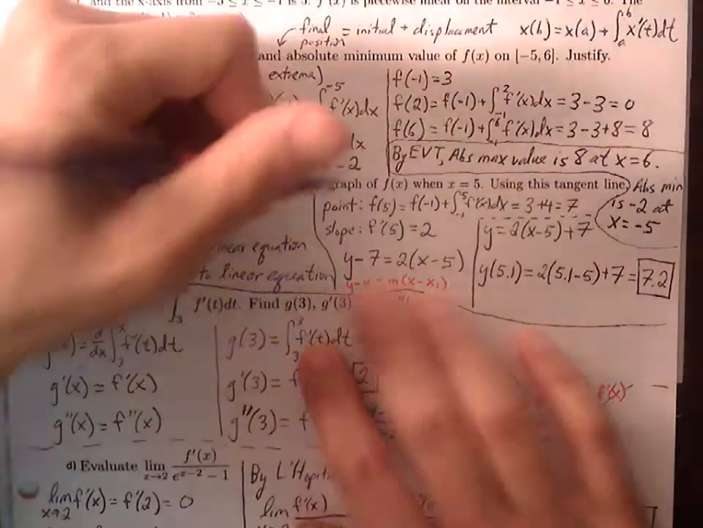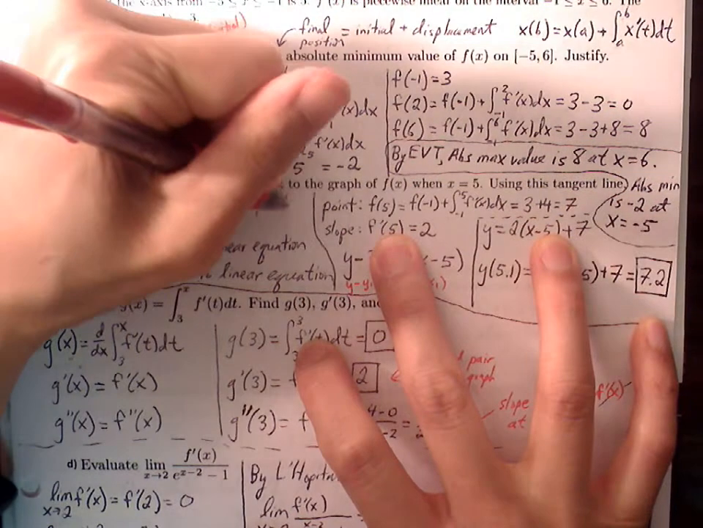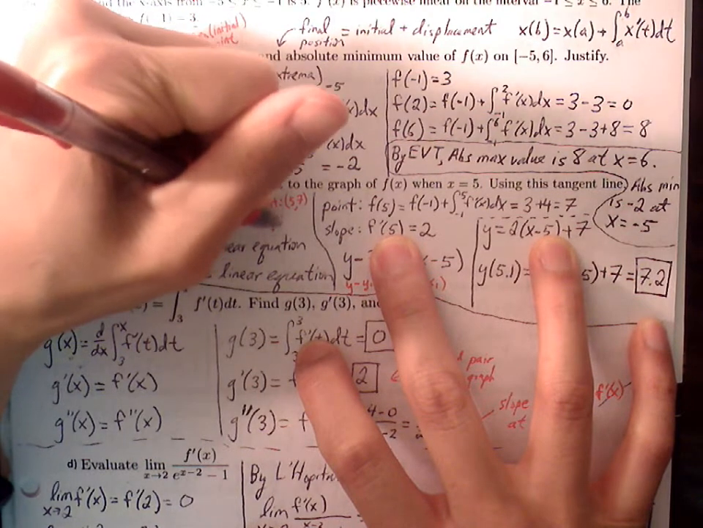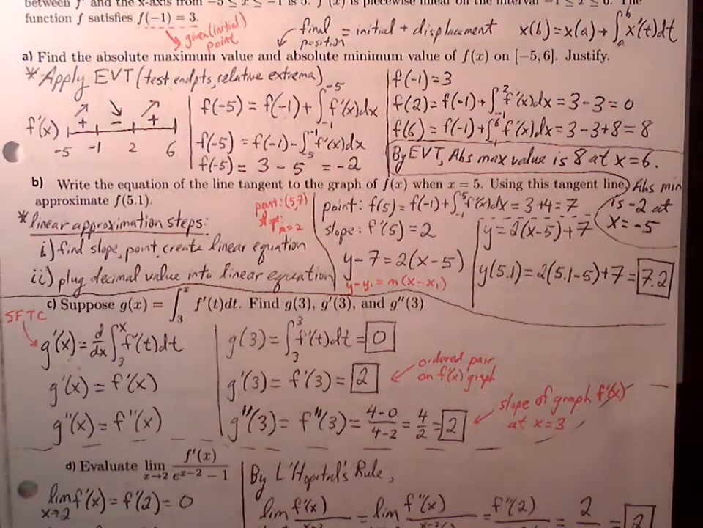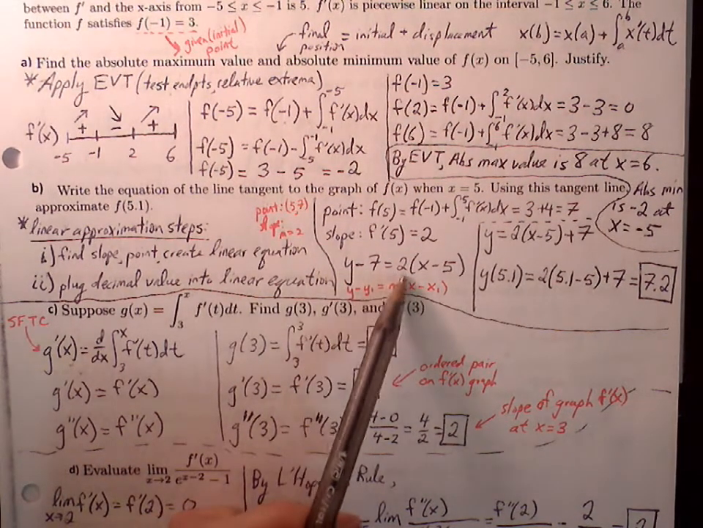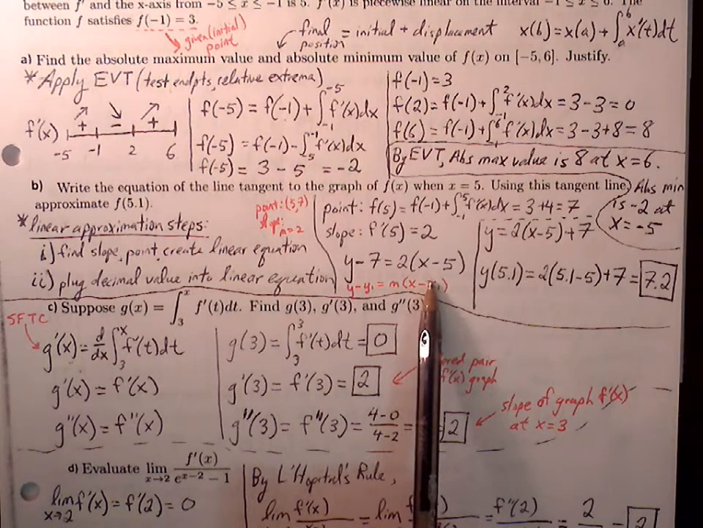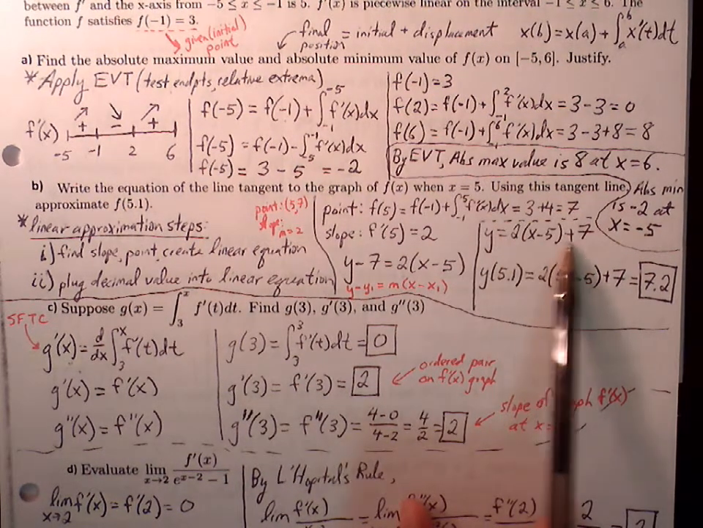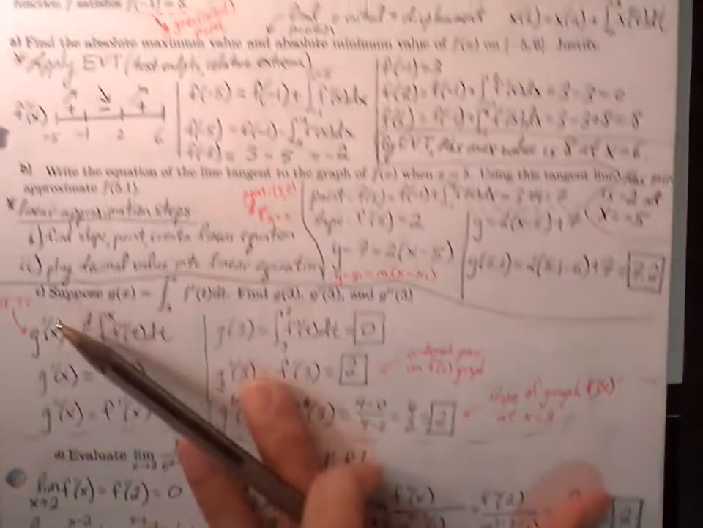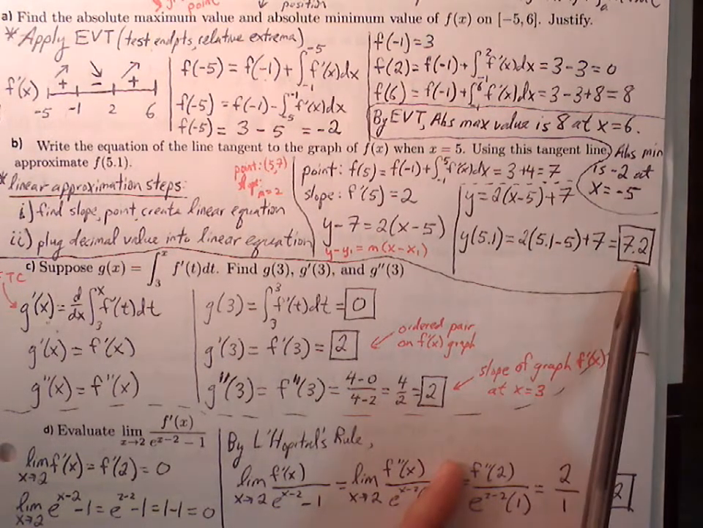So let me just highlight that information again. Our ordered pair is at 5, 7. And then our slope is 2. So we have our ordered pair, we have our slope, and we put them into our point slope form: y minus 7 is equal to m times x minus 5. We have our tangent equation. And now we just take that equation and plug in that decimal. So 5.1 we'll plug in for x, and then we can work this out by hand or use our calculator. We get 2 times 0.1, which is 0.2, plus 7, which is 7.2.